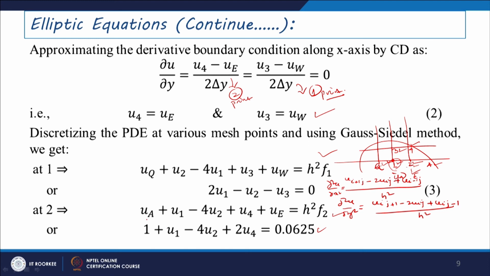If you put all these values here, since along this boundary it is just defined as u equals 1 there itself, it is considered as ua equals 1, and u1 minus 4 u2. So ue equals u4, and that is why it is 2 u4 that comes. So this is the equation here.